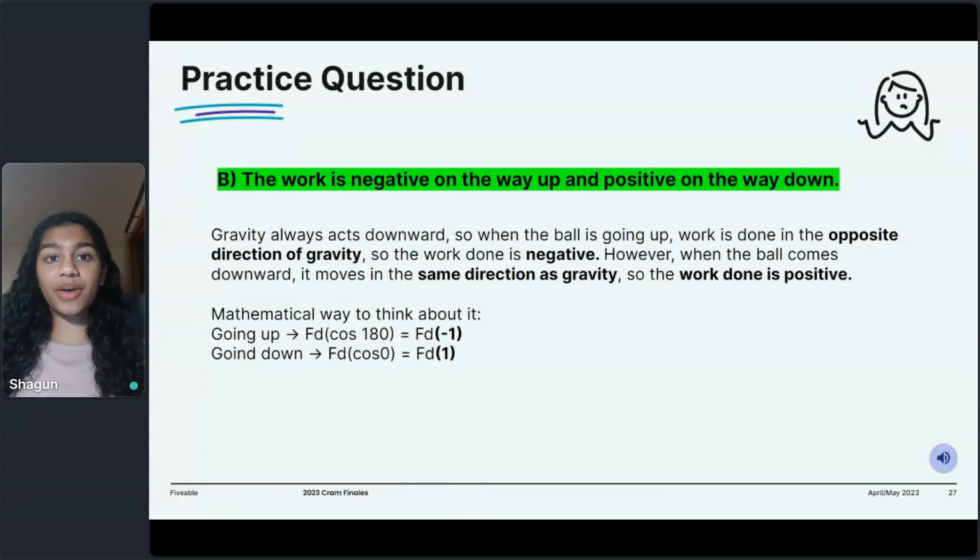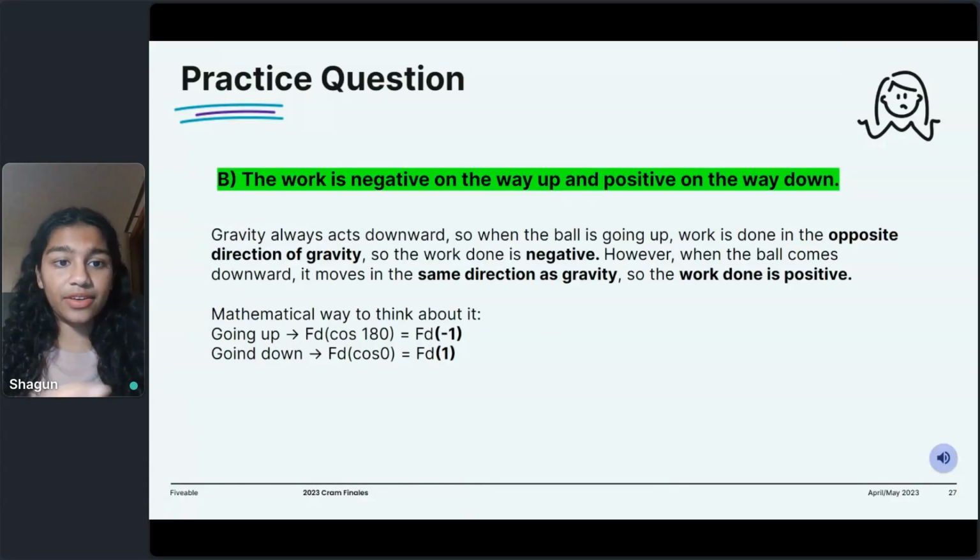So when the ball is going up, our force is downwards, but the displacement of our ball is upwards. So that makes a cosine angle of 180 degrees, and that would produce negative work. So whenever work is done in the opposite direction, the work done is negative. However, when the ball comes down, it moves in the same direction as gravity. So therefore, there's no angle between the force and the displacement. So therefore, the work done is positive.